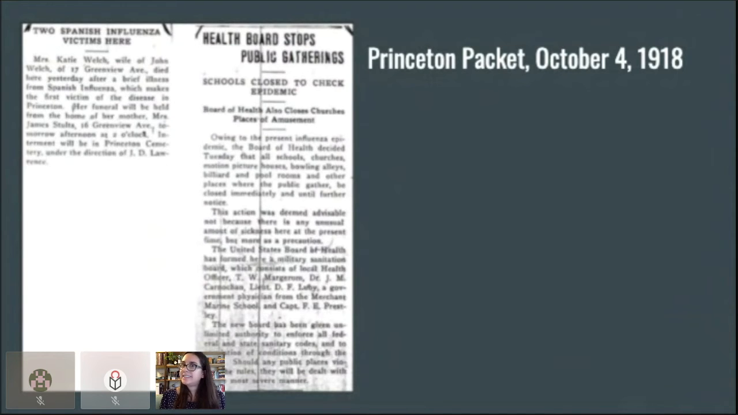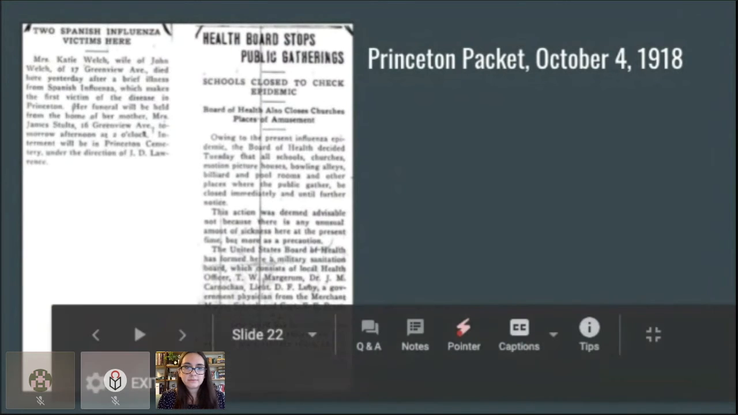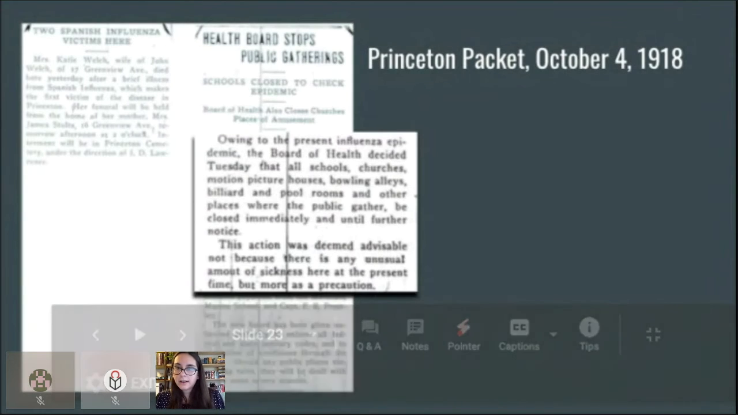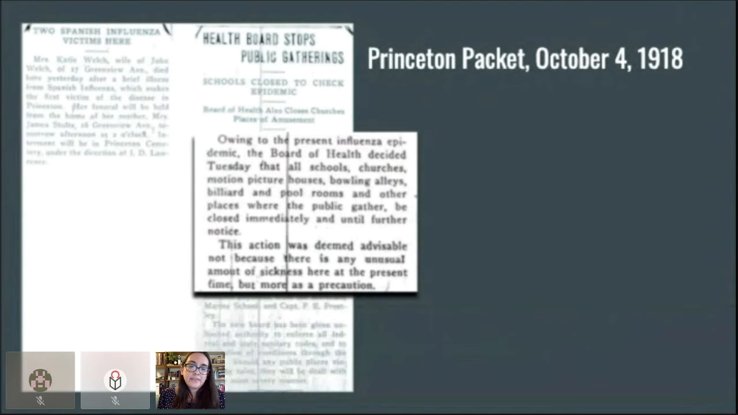And you can see here in that same issue, a quarantine was announced. The Princeton Board of Health proceeded to close all schools, churches, movie theaters, pool rooms, and other places where the public gathered immediately and until further notice. And that is highlighted here for you. And this was done not because there was an unusual amount of sickness in Princeton, but more as a precaution.